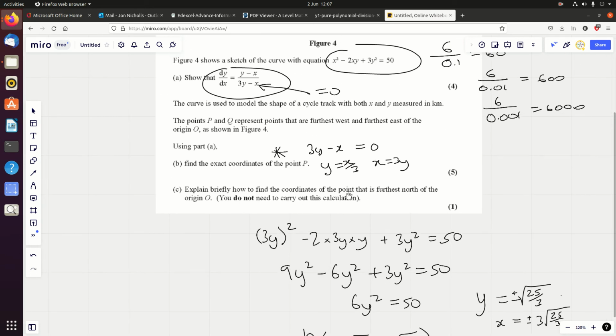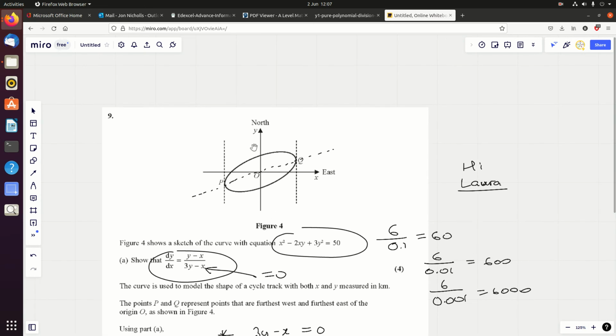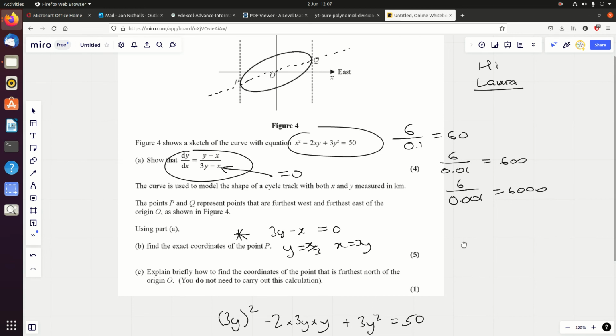Explain briefly how you'd find the coordinates of the point that is furthest north. Well, there I'd make y minus x equal to 0 because dy by dx would equal 0, in which case the top is 0. So that's the more familiar case, actually. That's the one which is probably slightly easier.